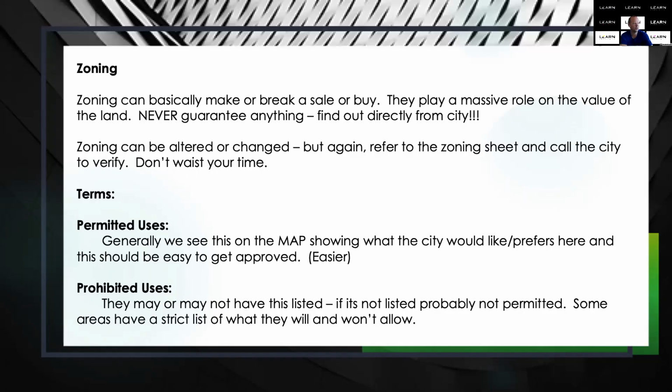All right, so permitted uses. Generally, we see this on the map showing what the city would like or prefer here, and this should be easy to get approved. That's the easiest thing. Prohibited uses, they may or may not have this listed. If it's not listed, probably not permitted. Some areas have a strict list of what they will and won't allow.